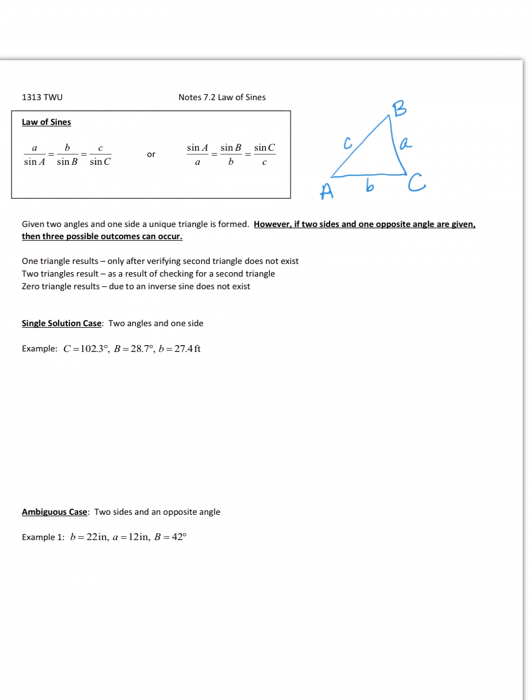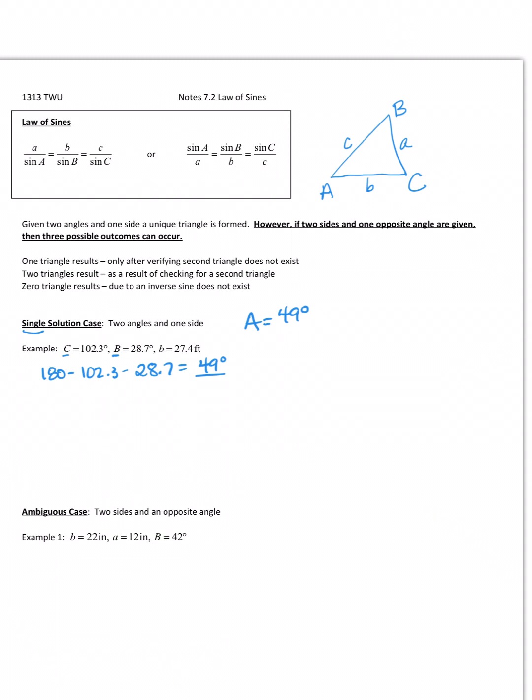So the single solution case is when they give you two angles and one side. Now you know it's going to be a single solution because we know all three angles have to add up to 180, right? So if they add up to 180, then I only know that this one example is giving me A or C and B. I need to find angle A. Well, there's only one angle that will work because I know that 180 minus 102.3 minus 28.7, there's only one solution to that, right? And that one does come out to be 49 degrees. So angle A has to be 49 degrees. There's nothing else it can be. Therefore, it's a single solution.